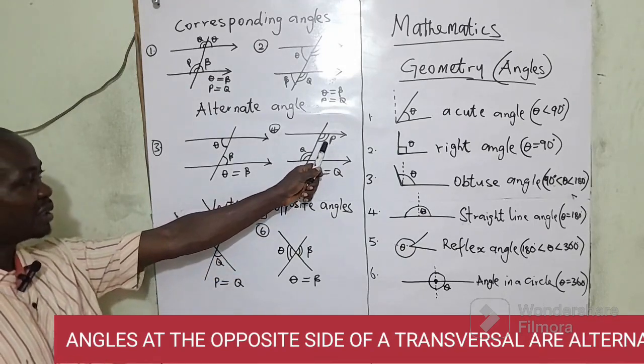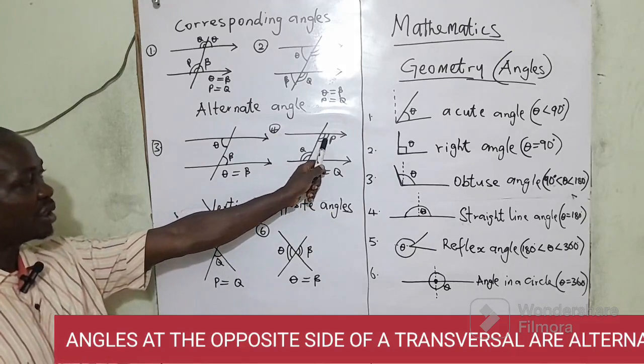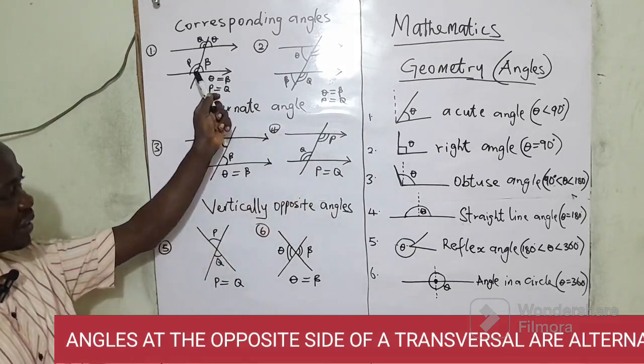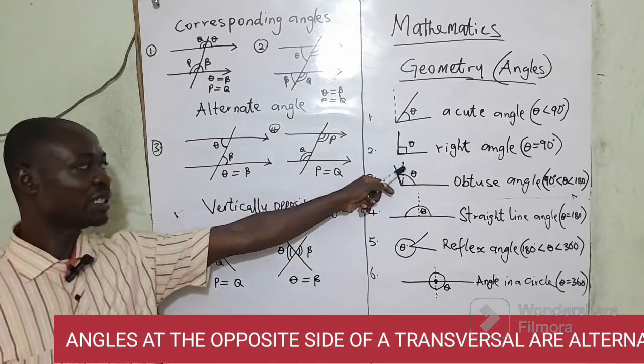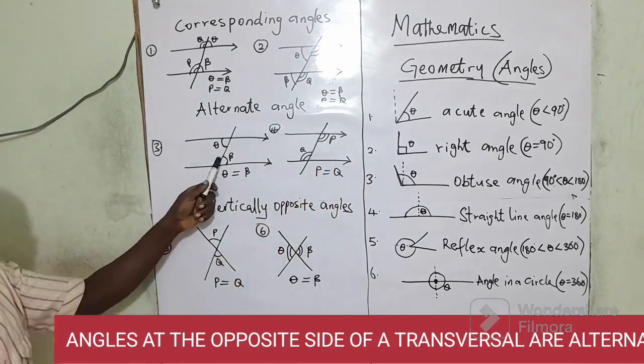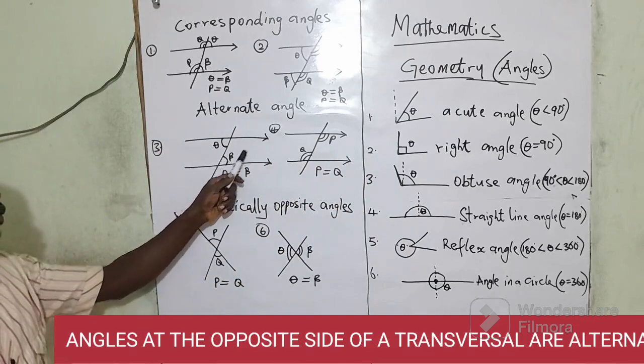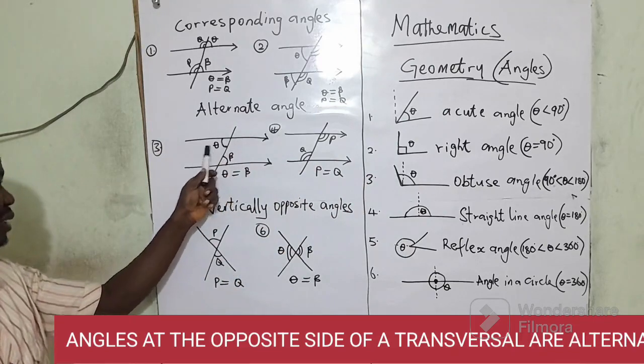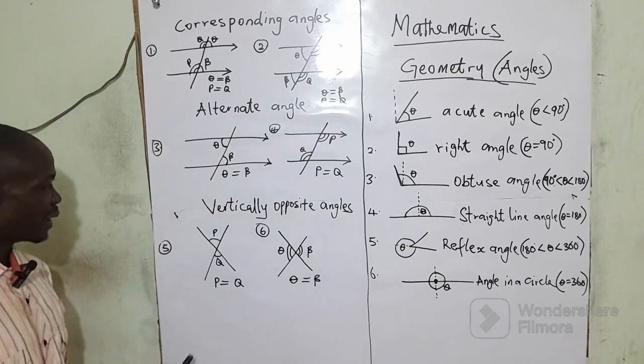The same thing happens here. This is facing down, this is facing up, this is right of the transversal, this is left of the transversal. The same thing happens here. This is facing up, this is down of the parallel line.